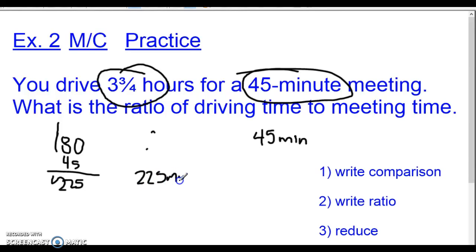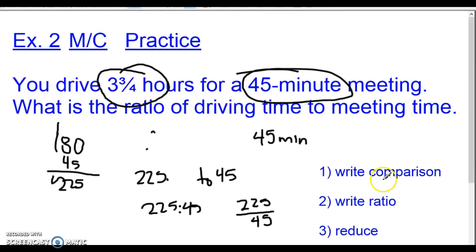So now I have 225 minutes to 45 minutes. Now it's important that you don't actually include the units here. That was my mistake. You only want to have the numbers when you're comparing ratios. So 225 to 45, and then I could write it as a fraction, 225/45. Now notice that this is not in simplest form. So first write a comparison, write it as a ratio, and then reduce it.